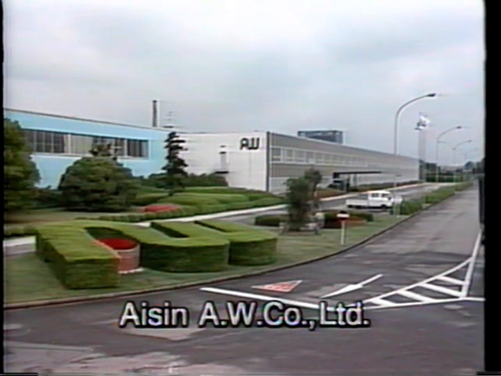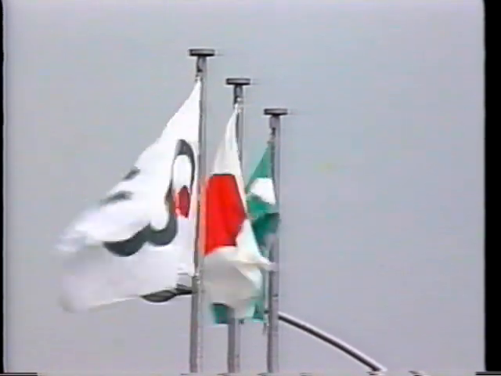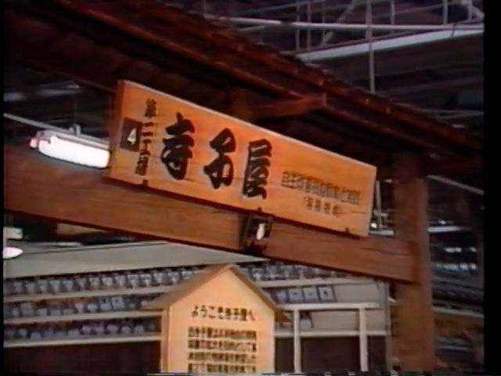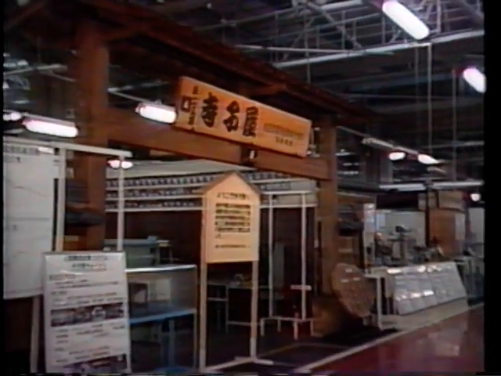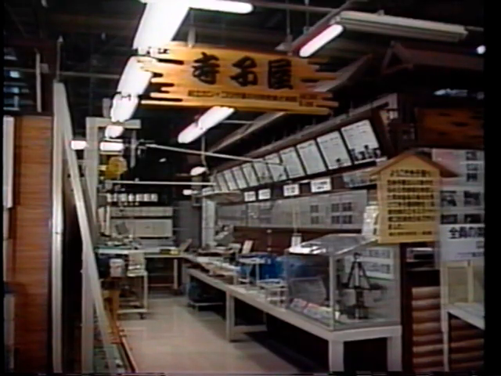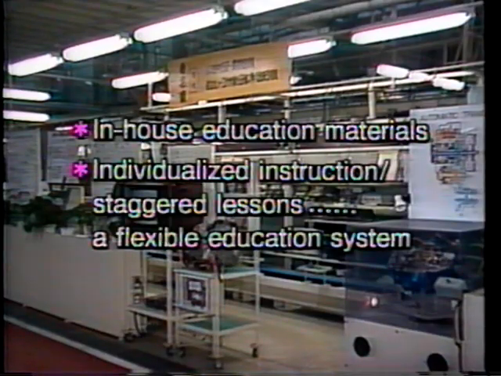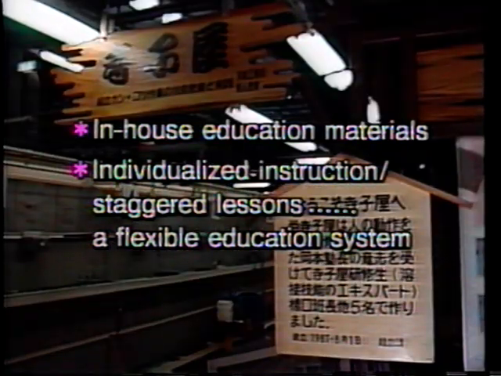Now let's take a look at Step 5 in action. This company produces and sells automatic transmissions for cars. This traditional sign says Terakoya, an old Japanese word for a private elementary school. This factory features several corners called Terakoya, study areas created to encourage workers to receive training on the actual shop floor. The basic concepts of the Terakoya system are these: to provide education using materials developed in-house, and to keep the system flexible by stressing individualized instruction and staggered lessons.